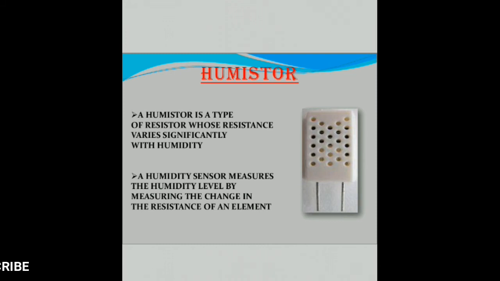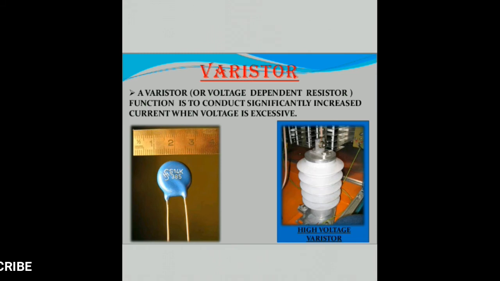And after that, the varistor. You can also see the pictorial representation. This is the high voltage varistor, and this is the very low voltage varistor. The varistor is also called a voltage dependent resistor. Its function is to conduct significantly increased current when the voltage is excessive.